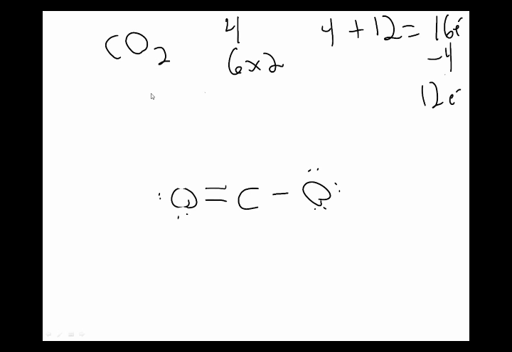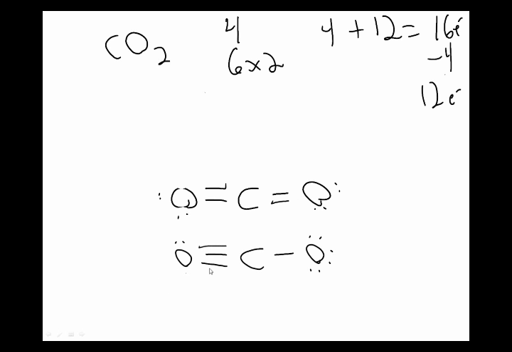Now, I can do this again. And I actually have a couple of different ways that this could happen. I'm going to show you 2 possible examples. There's 2 things I could do. I could either come over here and make this oxygen share, or I could come over here and make this oxygen share twice for a triple bond.